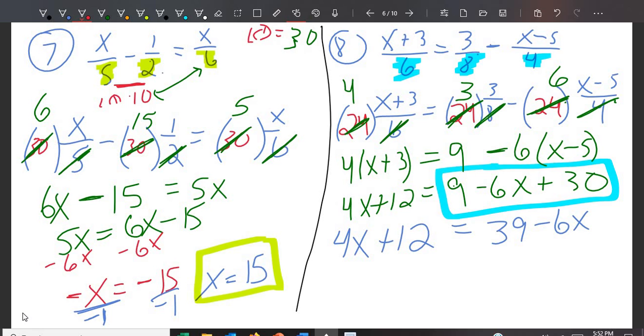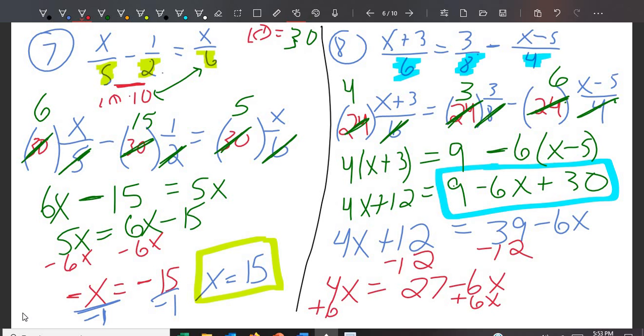Now we're going to start solving it. I'm going to subtract 12 from both sides. I'm left with a 4x on the left and a 27 minus 6x on the right. Running out of room here. Now let's move the 6x over. Add 6x. We're going to get, whoops, let me erase that. We're going to get 10x equals 27.